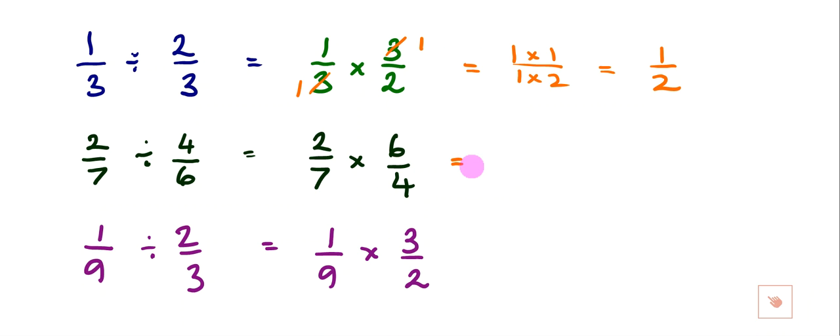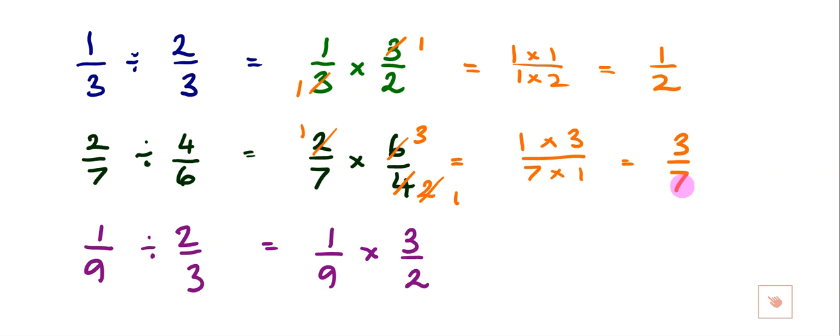I think it's divisible. What is? Come on, we're waiting for you. What's divisible by 4? 28. I want to simplify first. That can be a 3 and a 2 divided by 2, but then actually this 2 can simplify with that to become 1 and 1, and we end up with 1 times 3 over 7 times 1, which is 3/7. And finally, 9 and 3 become 3 and 1, and we end up with 1 times 1 over 3 times 2, which is 1/6.